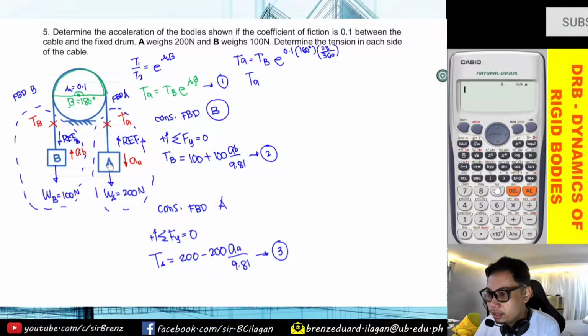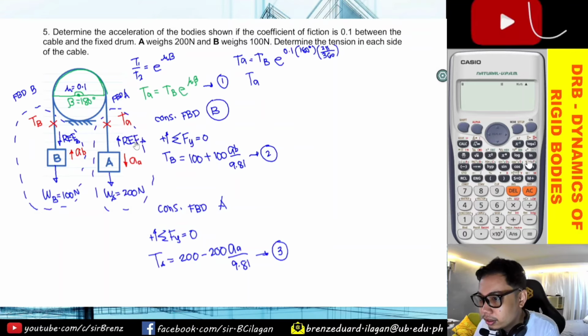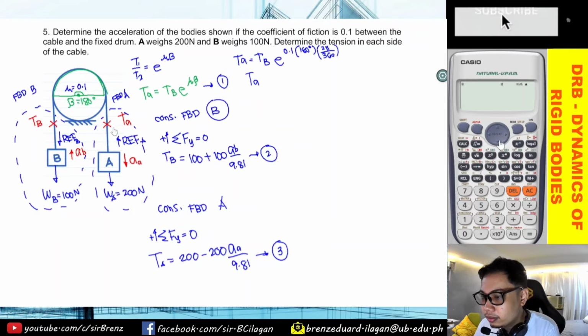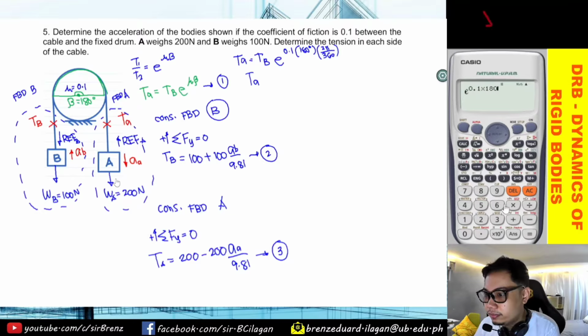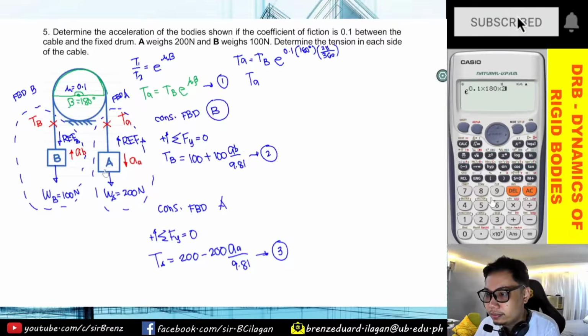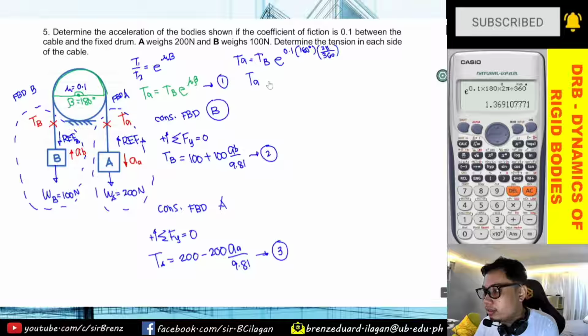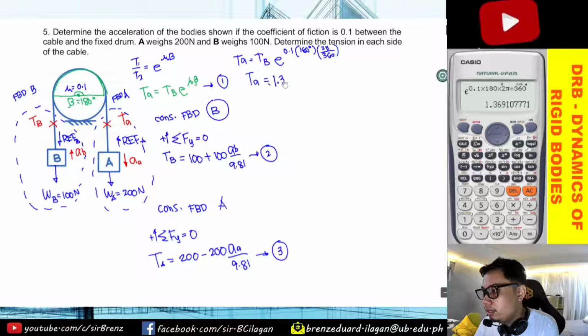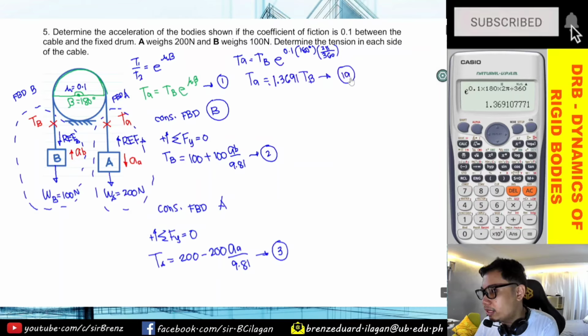So that is e. Nasaan ba yung e dito? Ayan. 0.1 times 180 times 2 pi divided by 360. So 1.3691. 1.3691 of TB. So this will be our equation 1a.